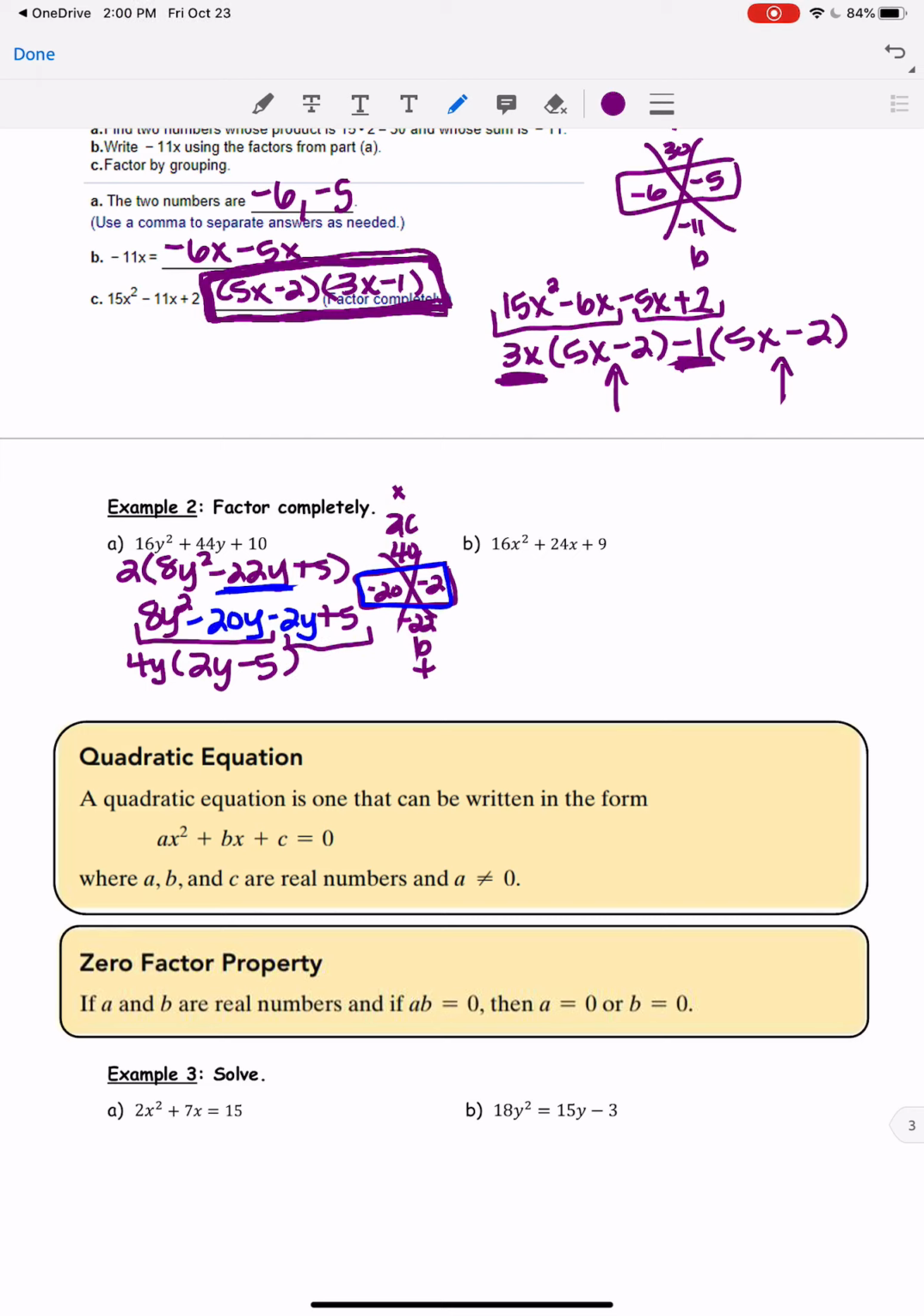Here's my second grouping. Kind of like last time. The only thing different is my signs. So I'm just going to take out a negative 1. So that leaves me with 2y plus 5. So notice these are the same. So I'm factoring out a 2y plus 5. And then what am I left with? 4y minus 1. And don't forget that GCF we took out from the very beginning.